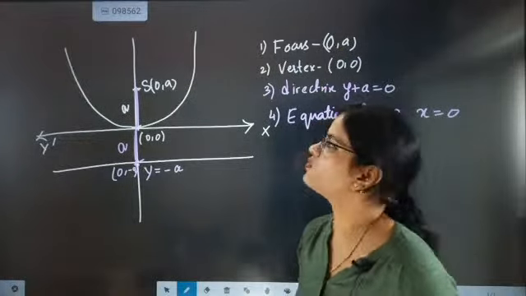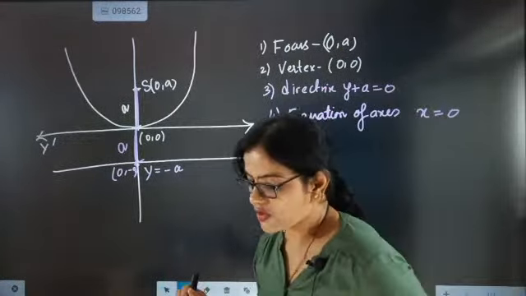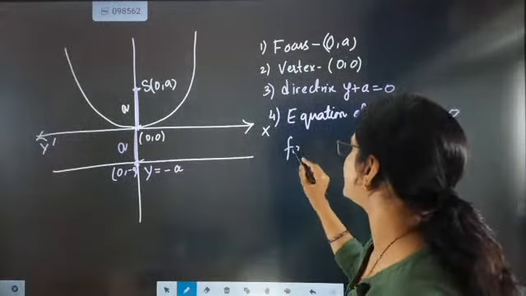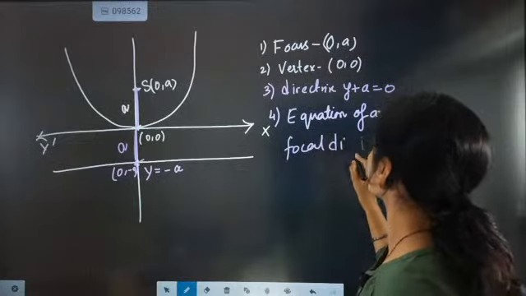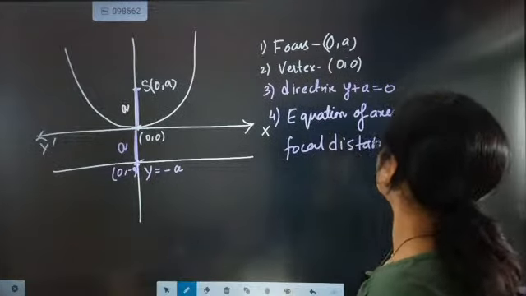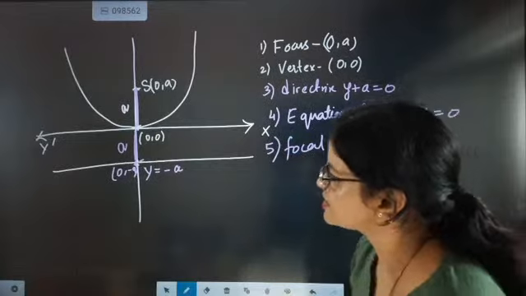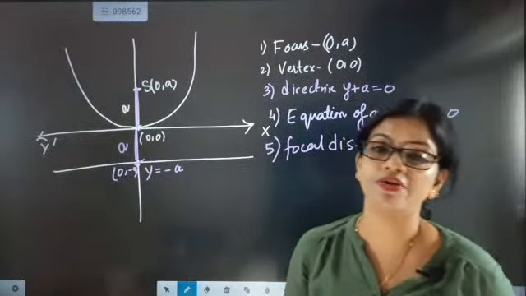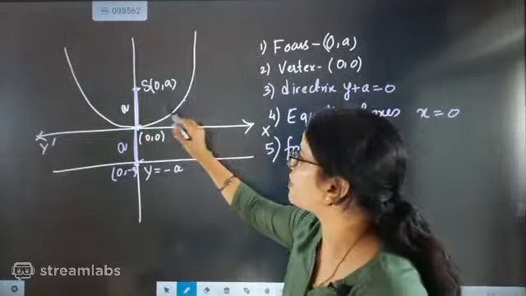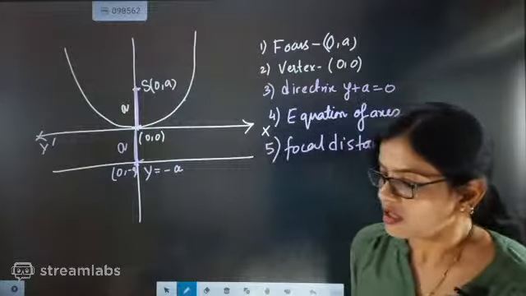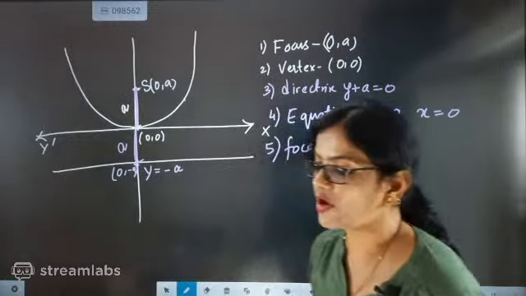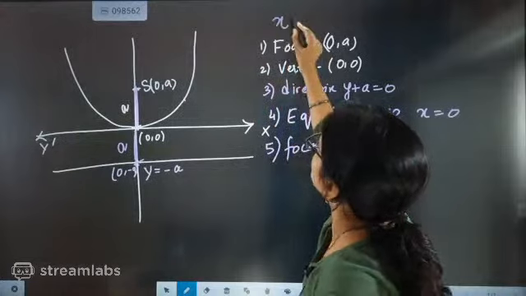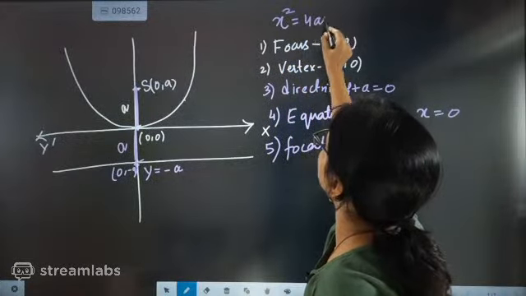The next one we have to find is the focal distance. What will be the focal distance here? Can anybody tell me? Just think about it. We have to take an arbitrary point, and the focal distance is the distance between the arbitrary point and the focus. Since this time the equation of the parabola is x square equal to 4ay.